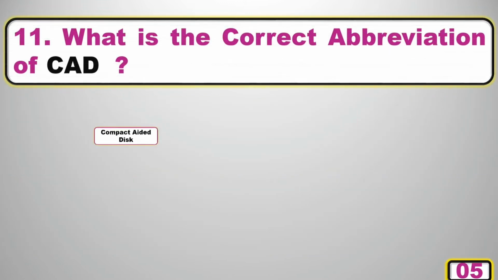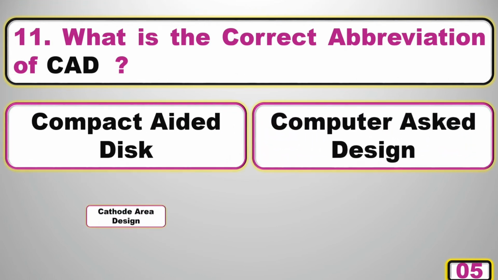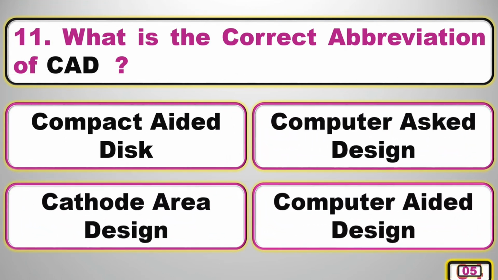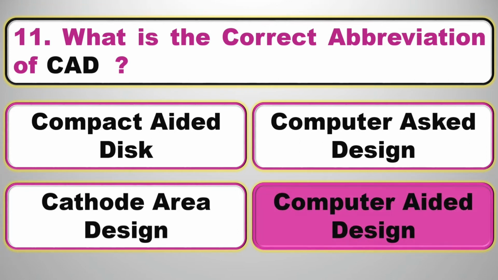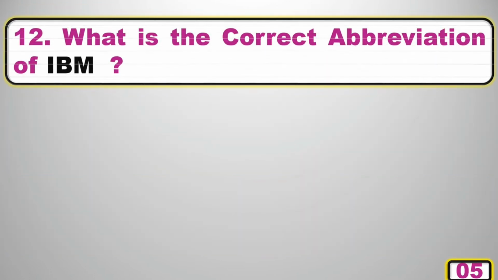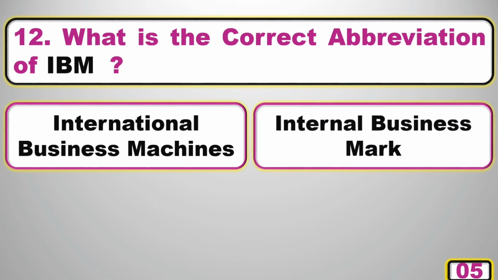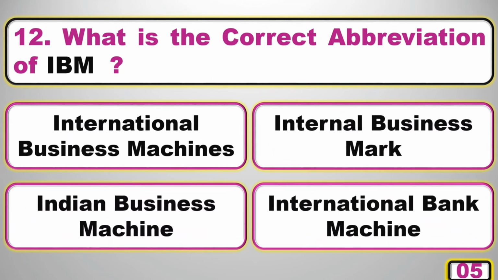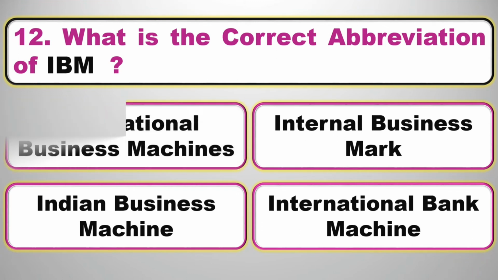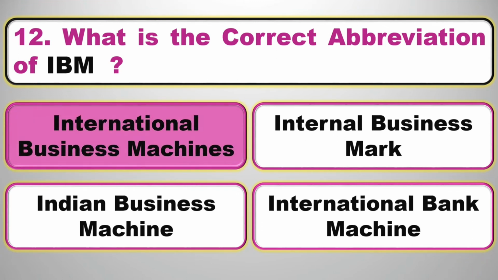What is the correct abbreviation of CAD? Computer Aided Design. What is the correct abbreviation of IBM? International Business Machines.